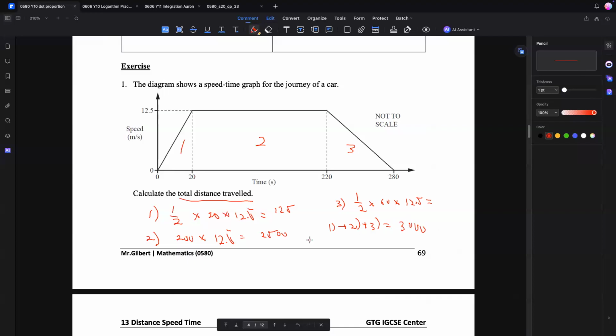What's your units? Yes. Everyone got 3,000?